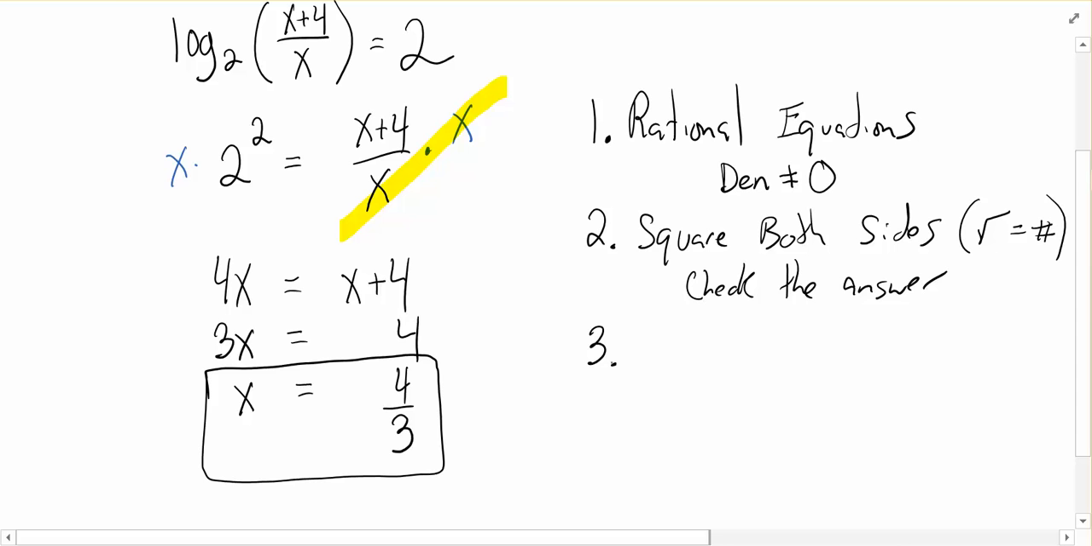And the third time we've had to check our answer is log equations. And with log equations, we had to make sure that the argument was positive. So make sure to know those 3 cases.